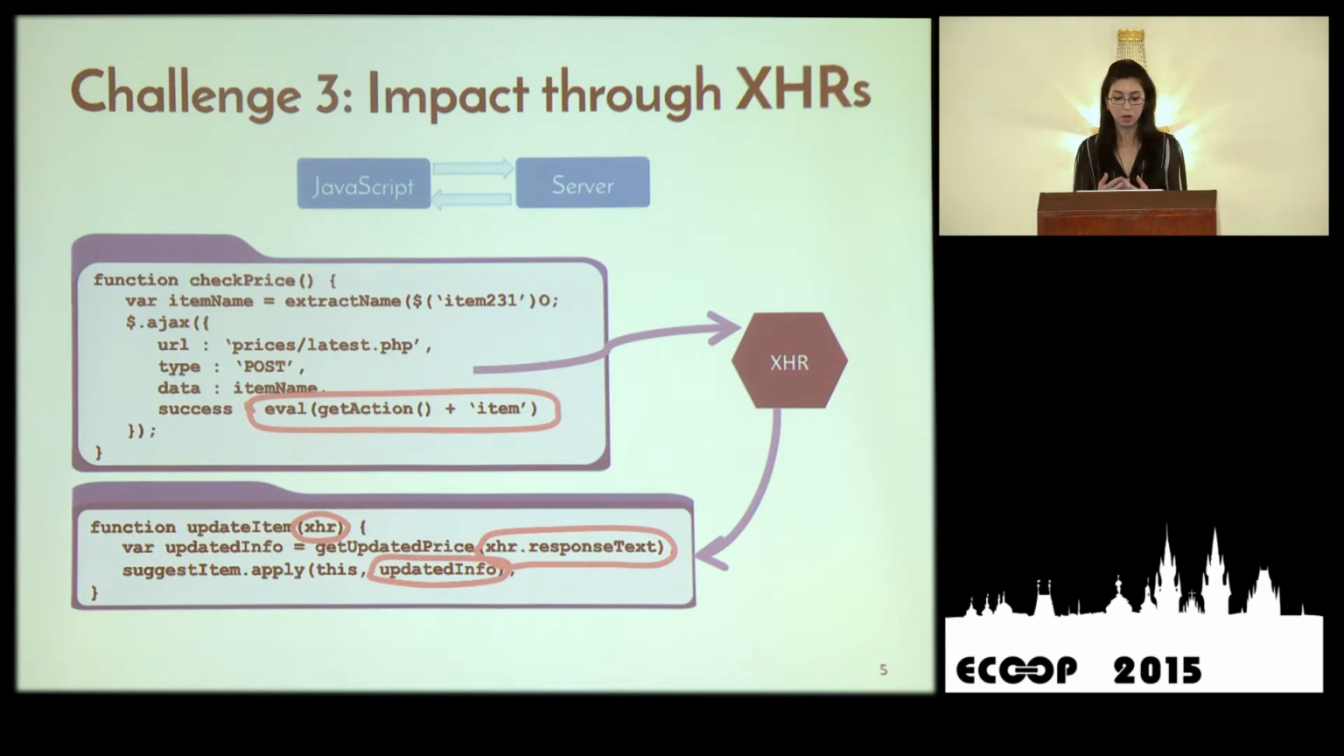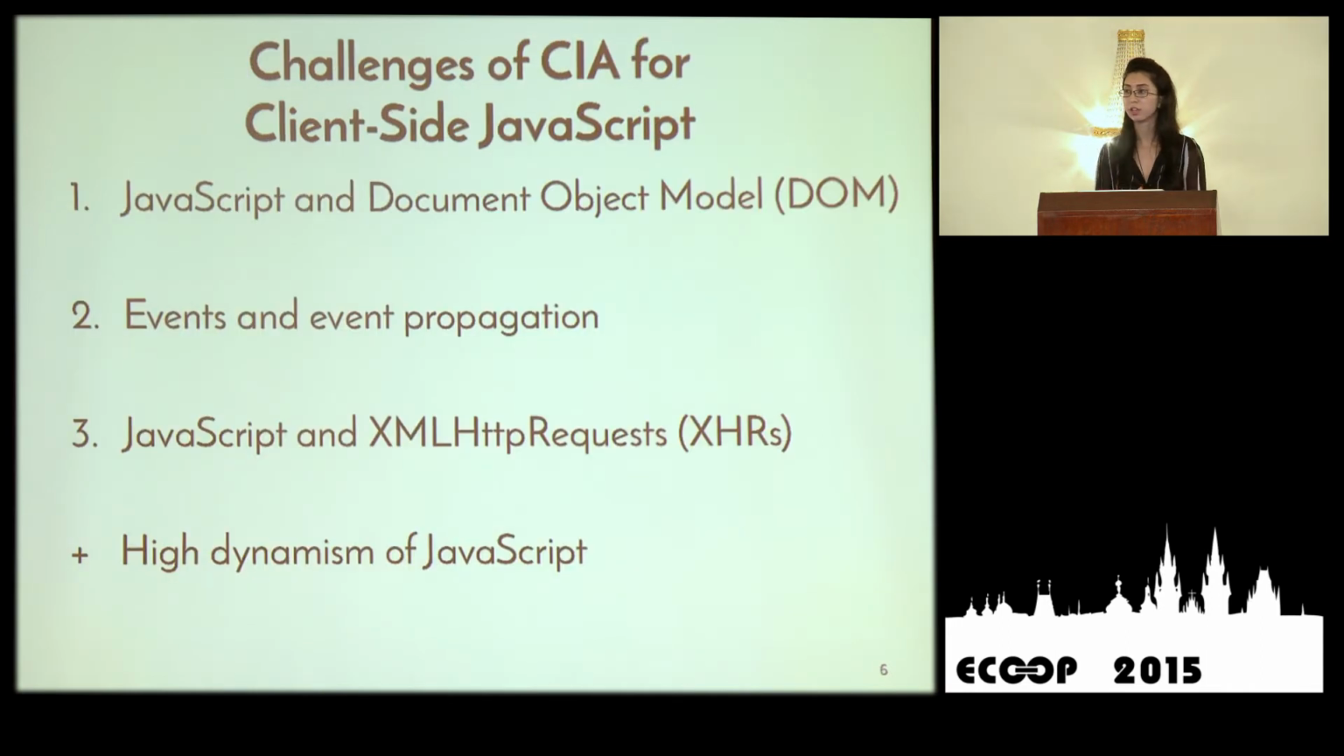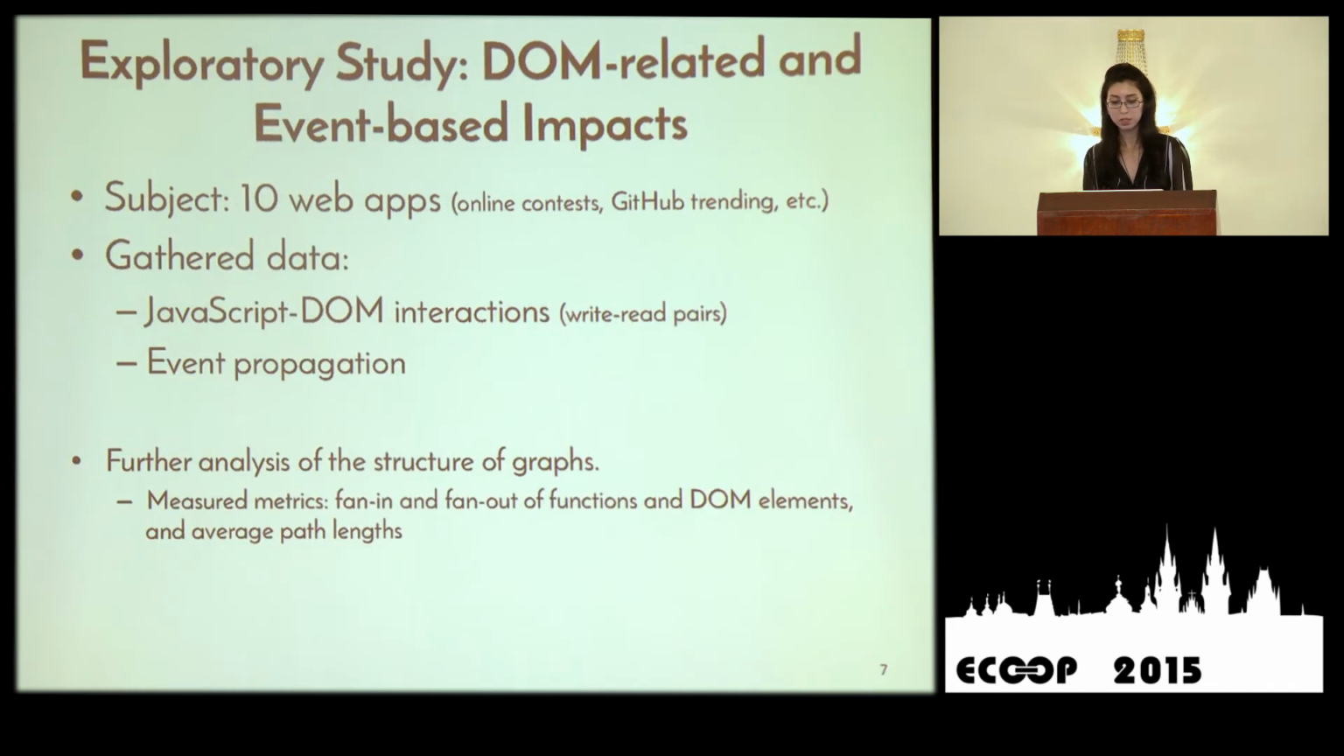So all these relations, if I want to summarize the challenges, are implicit relations that exist in the application, but are very easy to miss because they are not trivial to find and they're implicit in the code. And in addition to all of this, JavaScript itself is a highly dynamic language. That makes analysis of any sort of JavaScript application more difficult.